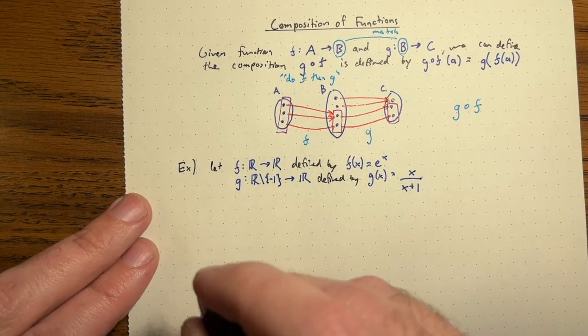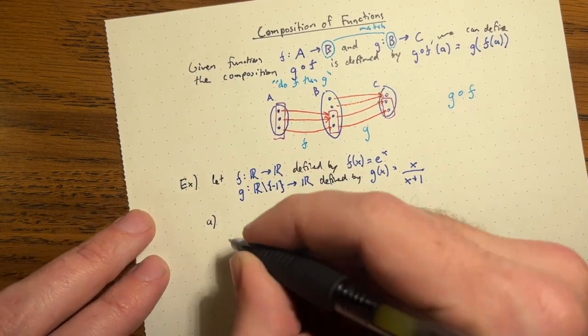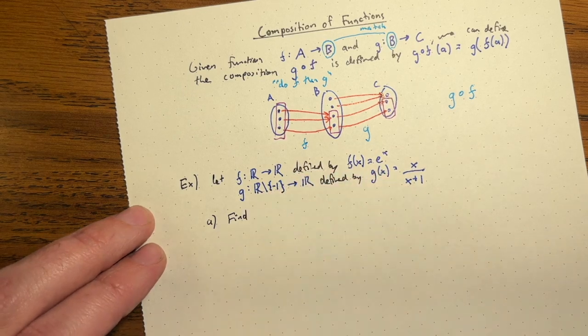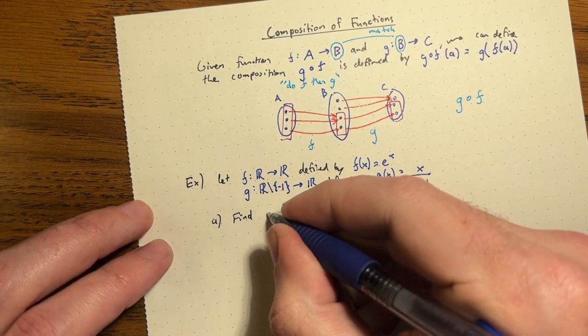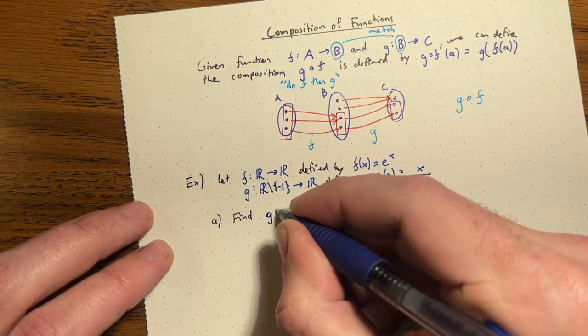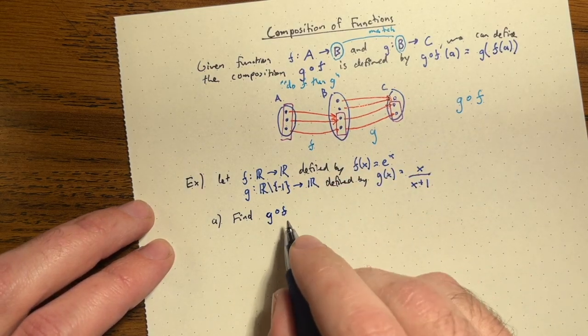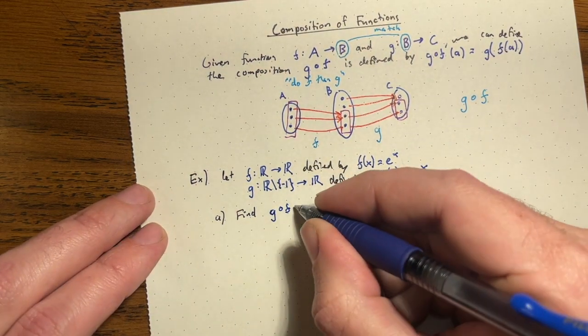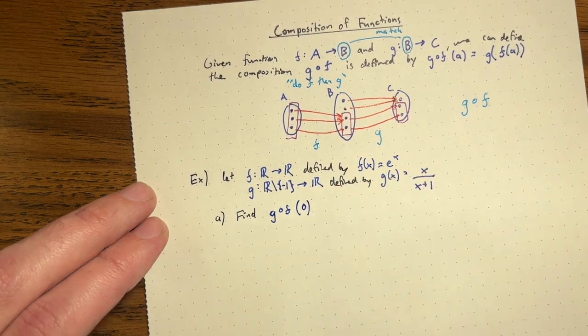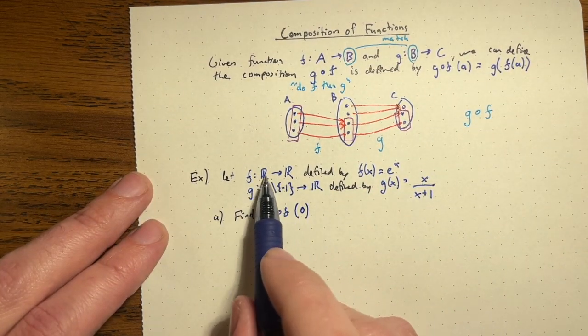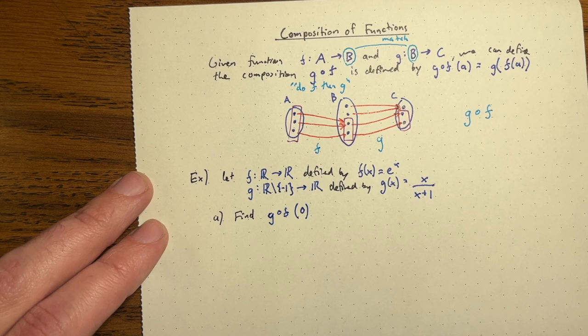Okay, so let's do two problems. First of all, find where this composite function g circle f, so you do f then g, sends the number 0, which is a perfectly good number in the domain of f.